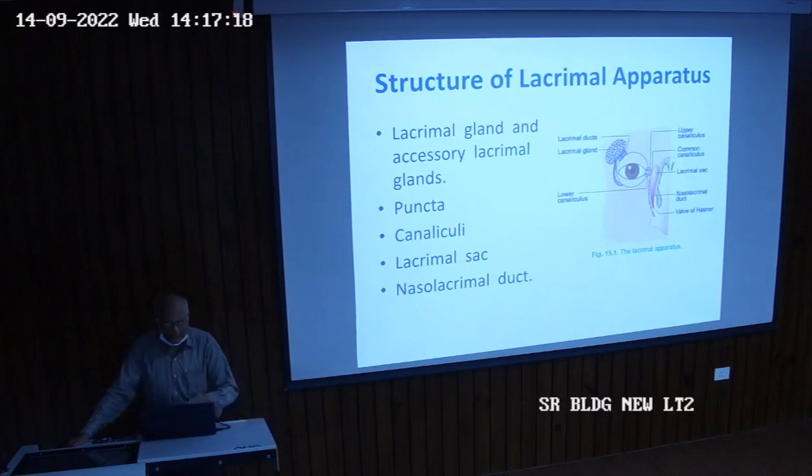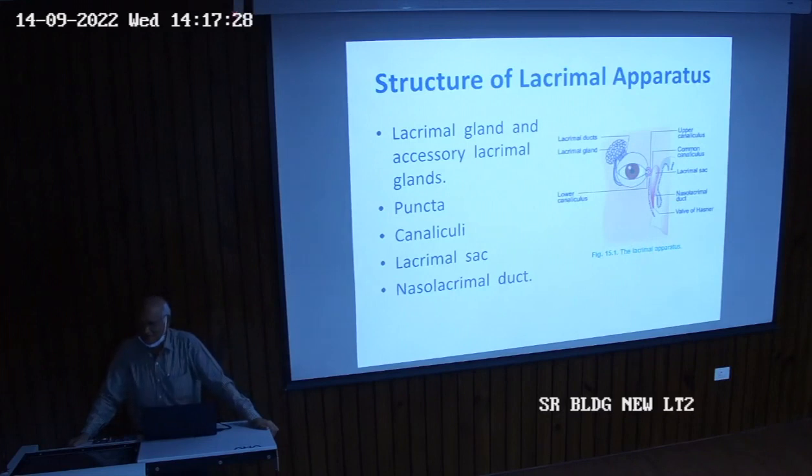The picture shows lacrimal glands with some ducts opening in the superior fornix and inferior fornix. Something comes out. What is that? That is the aqueous. Aqueous is secreted by lacrimal gland.